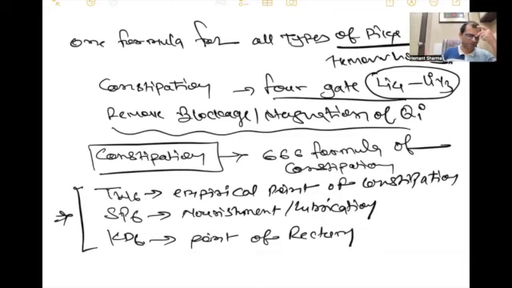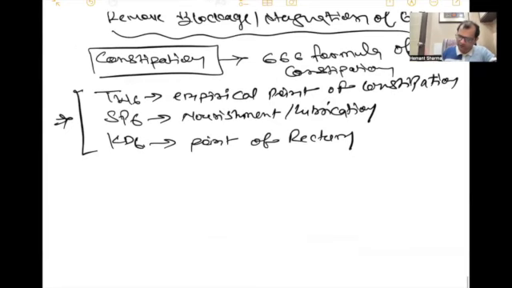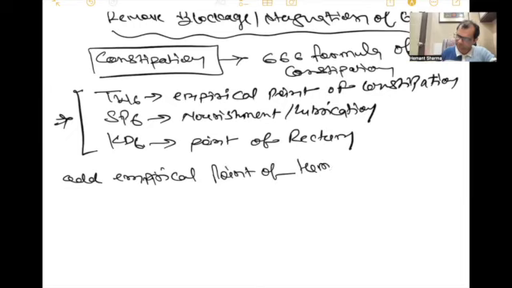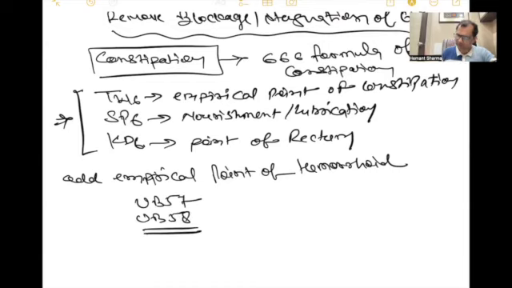अभी हमने बात कही थी आपसे. The empirical point, let's add the empirical of hemorrhoid. तो हमने ऐड कर दिया urinary bladder 57 and urinary bladder 58. इतना ऐड किया.